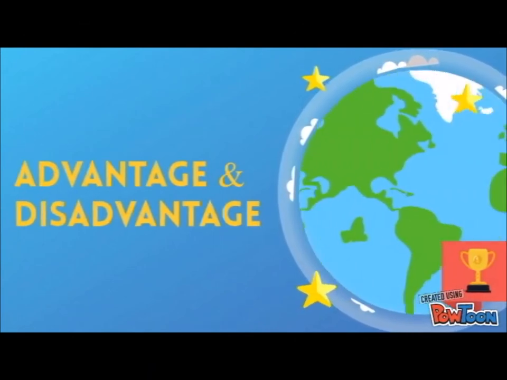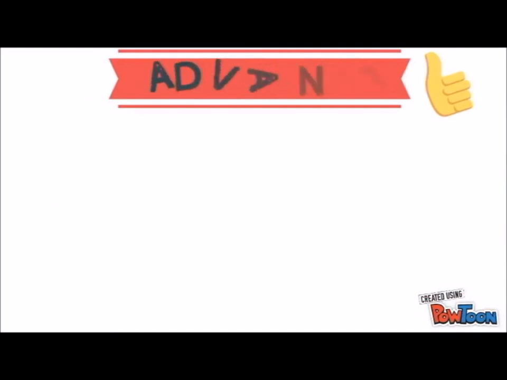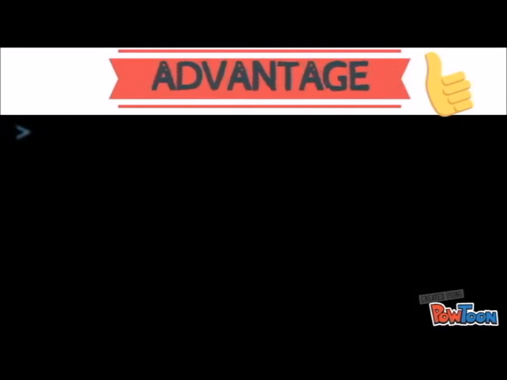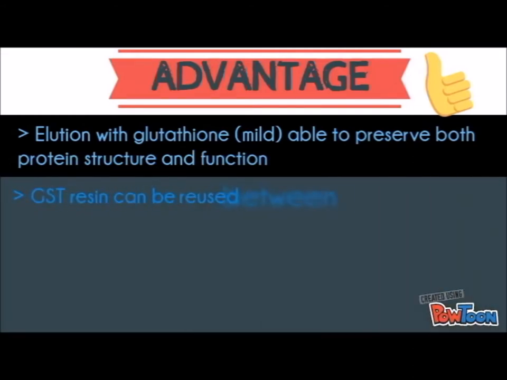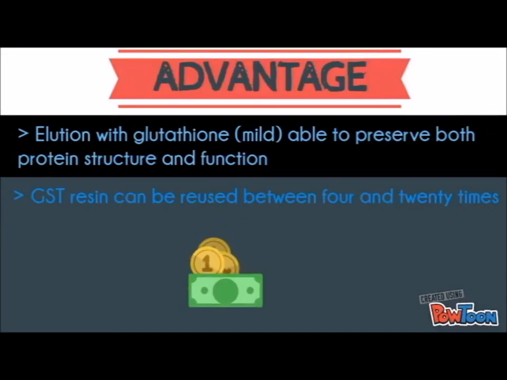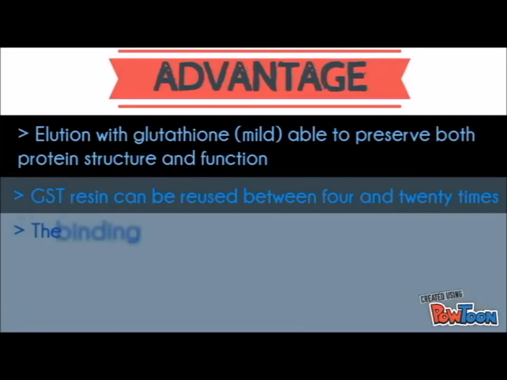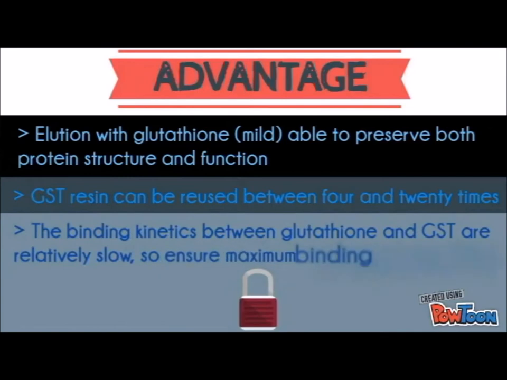The advantage is that the elution with glutathione, which is the elution buffer, provides a mild condition to the column, and is able to preserve the protein structure and function. The second advantage is that the GST resin can be reused between 4 to 20 times, so it is economical. And the binding kinetics between the glutathione and GST are relatively slow, which ensures the maximum binding capacity between the glutathione and the protein.